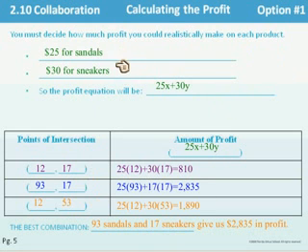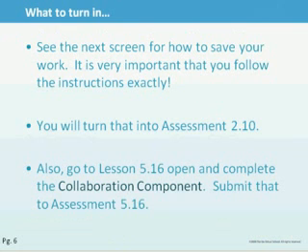So again, these are numbers I made up. Your numbers will be different. 25 for sandals, 30 for sneakers. That's my profit expression. My equation intersected at these 3 points. I plugged those 3 points in, and I came up with my best solution.